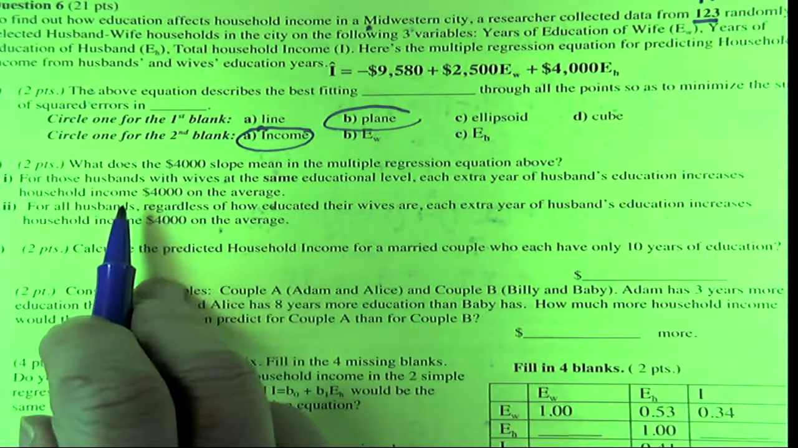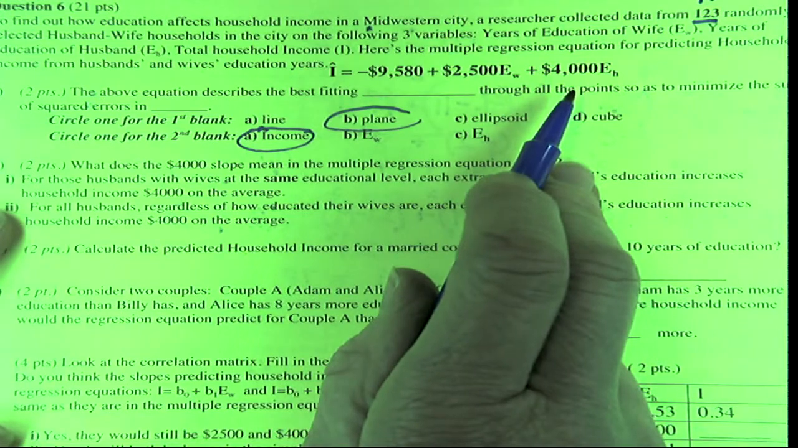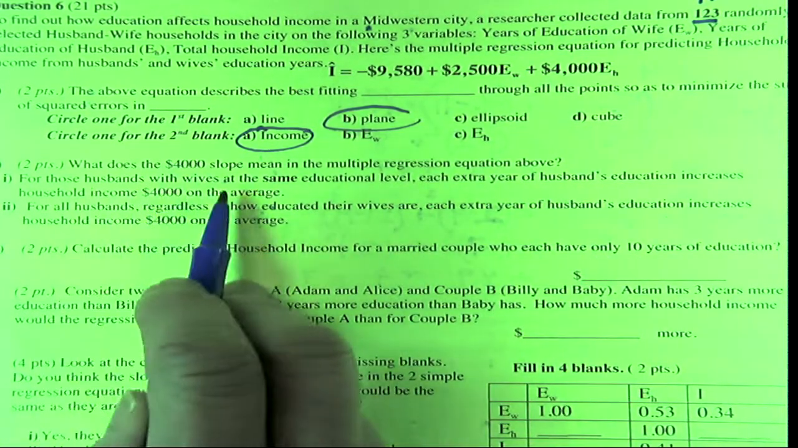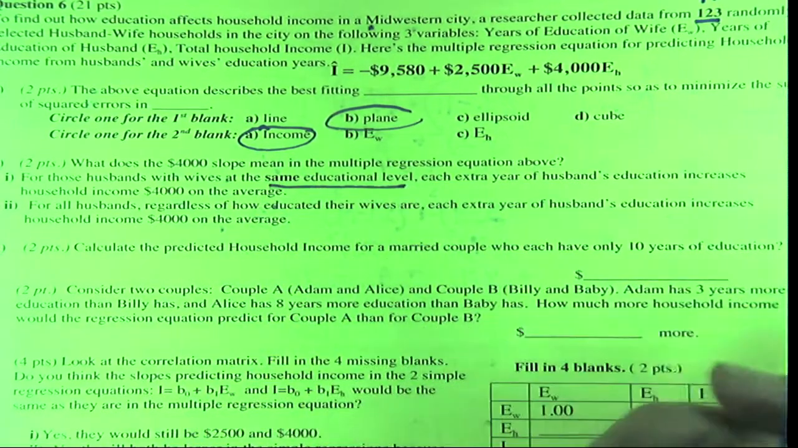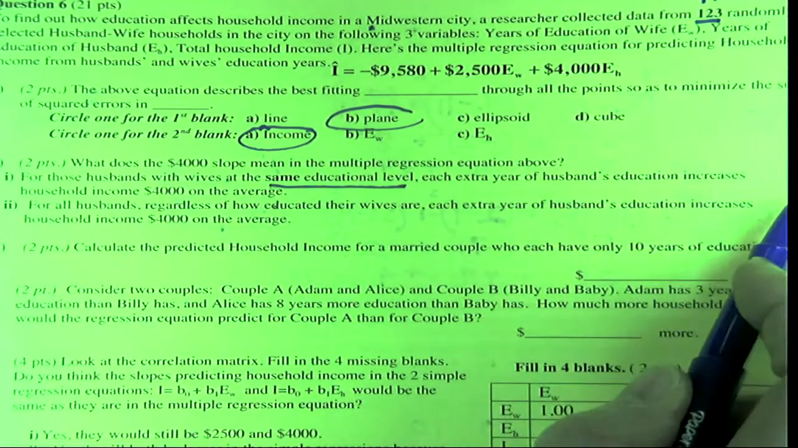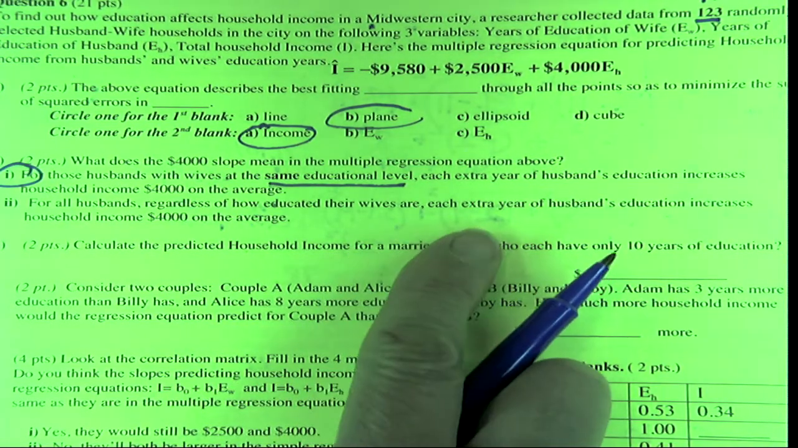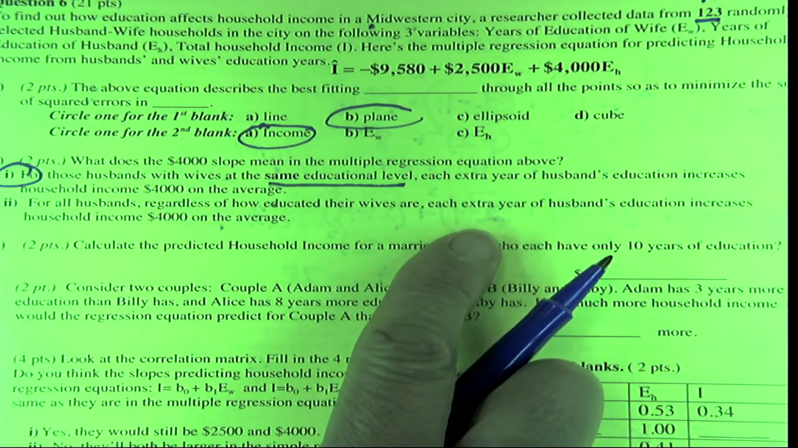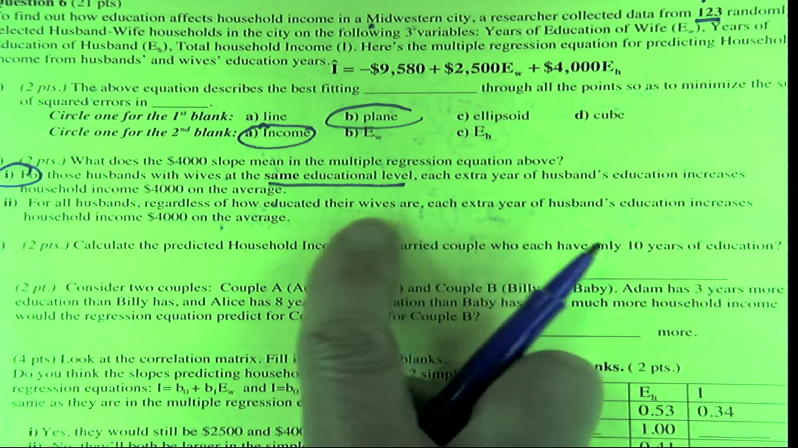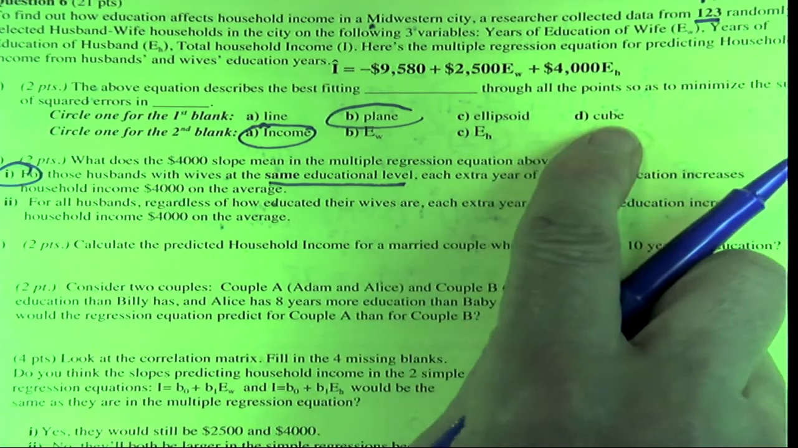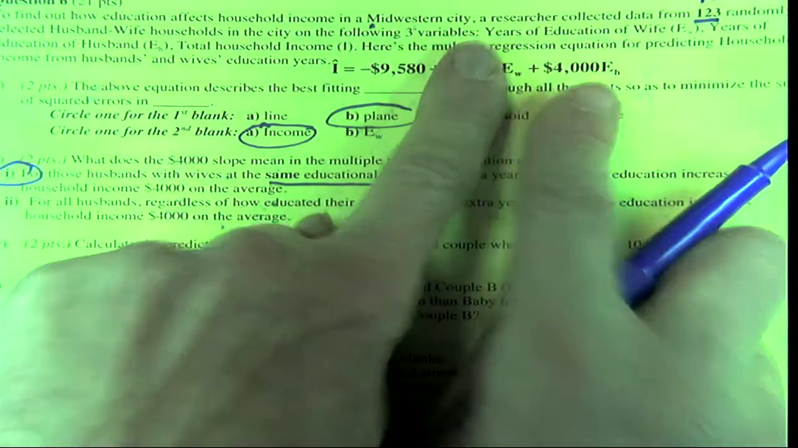So let's look at that. You always have to think about that. With multiple regression, it controls for all the other variables in the model. So for those husbands of the same educational level, each extra year of husband's education increases income, whereas in the simple regression, it doesn't control for that. It's just an estimate for all husbands, no matter what their wives' educational level is. They'd increase by 4,000 if it looked like that in the simple.